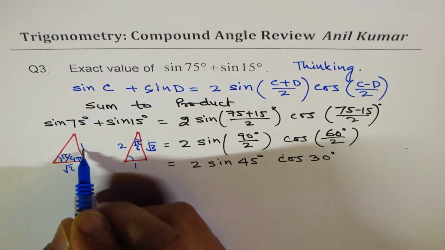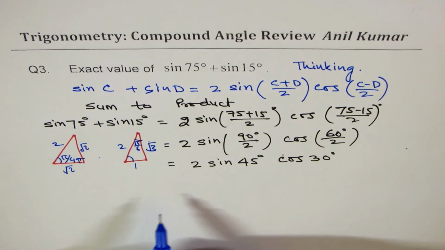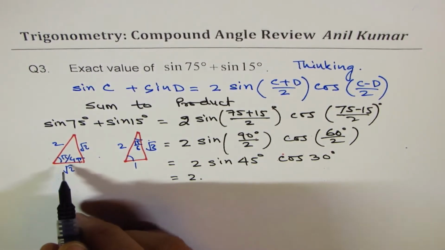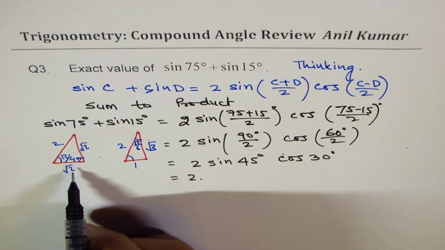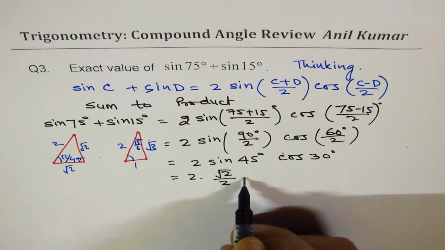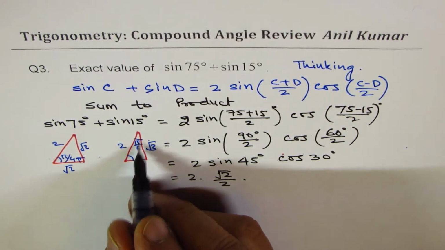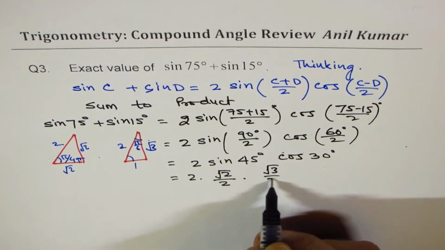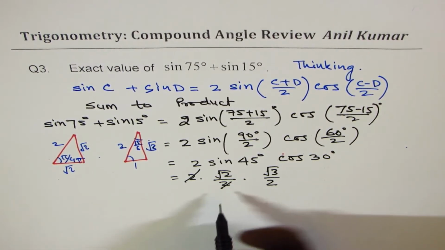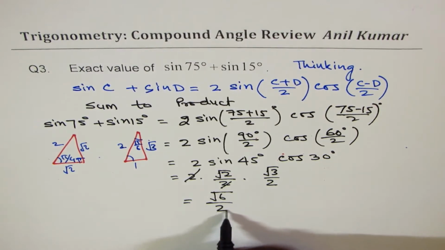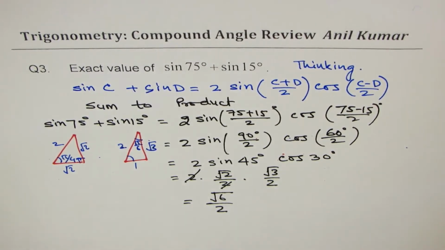Square root 2, and 2, correct? So that, placing the values here, we get 2 sine of 45 or pi by 4, which is square root 2 over 2, times cos of 30 degrees, looking from here, will be square root 3 over 2, right? Square root 3 over 2, 2 and 2 cancel, and what we get here is square root 6 over 2 as our answer, right? So that is direct application of sum to product.